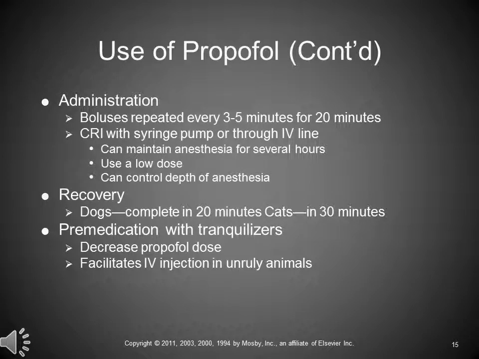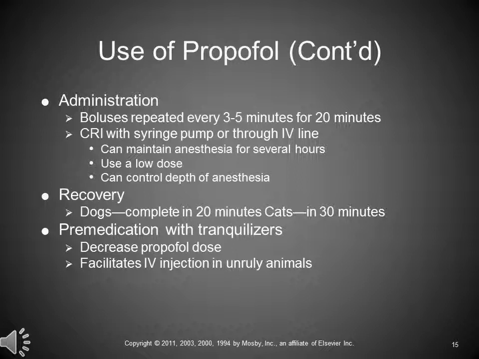Administering propofol, you can give boluses about every 3 to 5 minutes for 20 minutes. The truth is, you can give it every 3 to 5 minutes for about 4 hours, but it's best for short-term procedures. You can do a continuous infusion with a syringe pump or through an IV line, and it can maintain anesthesia for several hours.